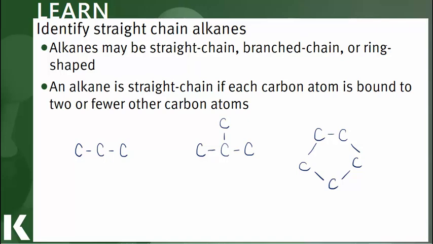So using the example of a straight-chain alkane we have here, we can count the number of carbon-carbon bonds on each carbon atom. So the first carbon here is bound to only 1 other carbon. The second carbon, though, is bound to the carbon before it and the carbon after it for a total of 2 bonds to other carbons. The third carbon, like the first one, is only bound to 1 other carbon. Since each carbon has 2 or fewer bonds to other carbons, this is a straight-chain alkane.